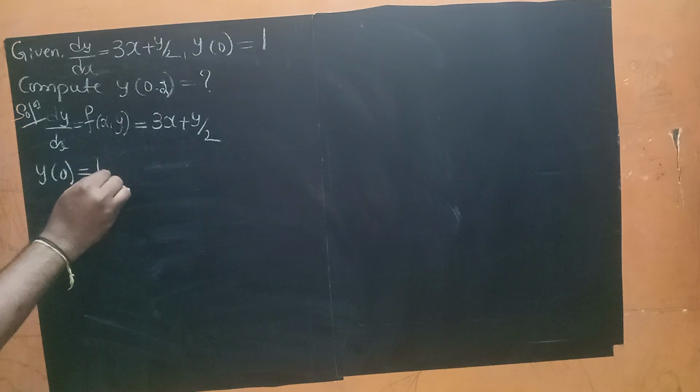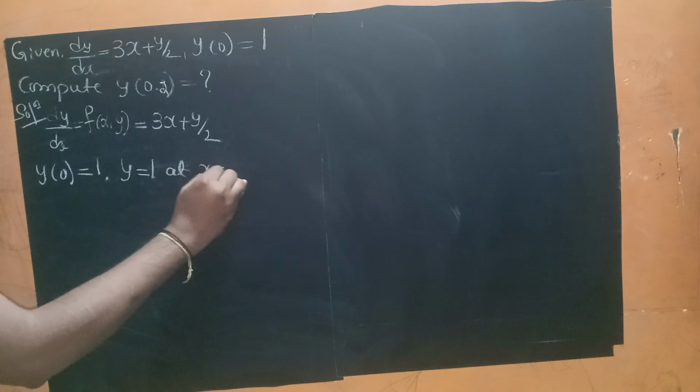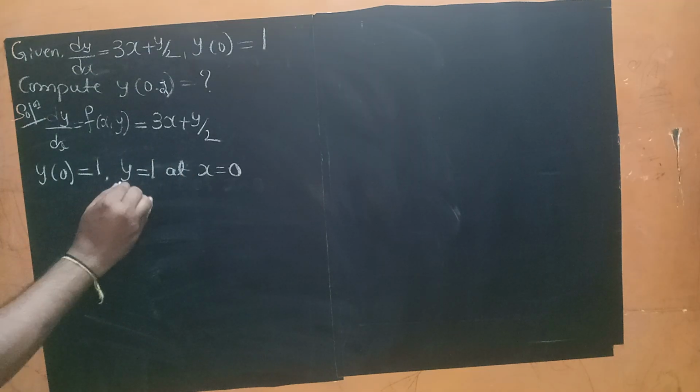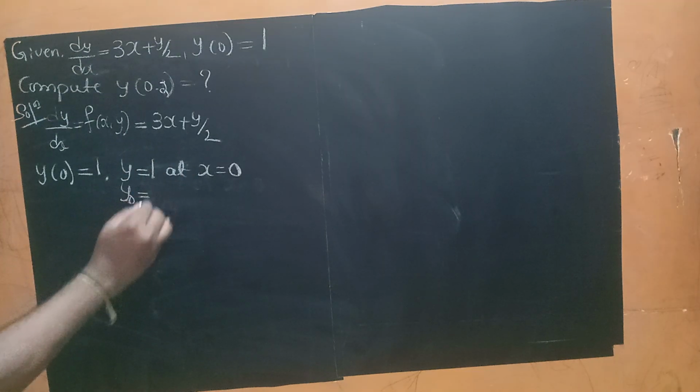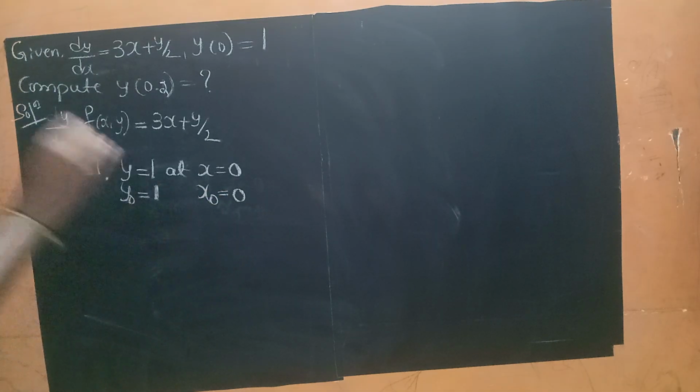So what is the meaning of this condition? The y value is 1 at x equal to 0. So this value is nothing but y naught, and this value is x naught. So the x naught value is 0, the y naught value is 1. Why? Because how do we usually write a function? y of x. So y of 0 means y of x naught. y of x naught means the y naught value is 1, the x naught value is 0.